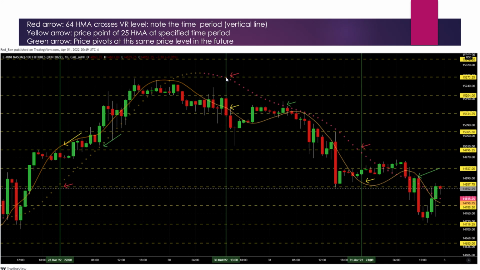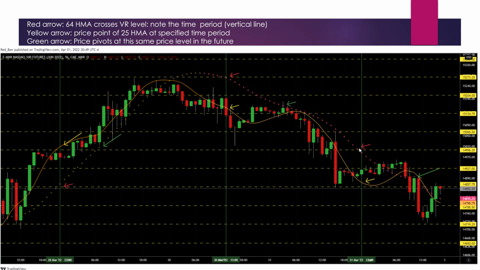So the 64 falls through the Voodoo range level. I'm taking this bar here, this red bar, and I'm finding where the 25 HMA is. I'm transferring that level straight to the right, and you can see we have a couple reactions here from price. Again, it's at the middle of the VR here.